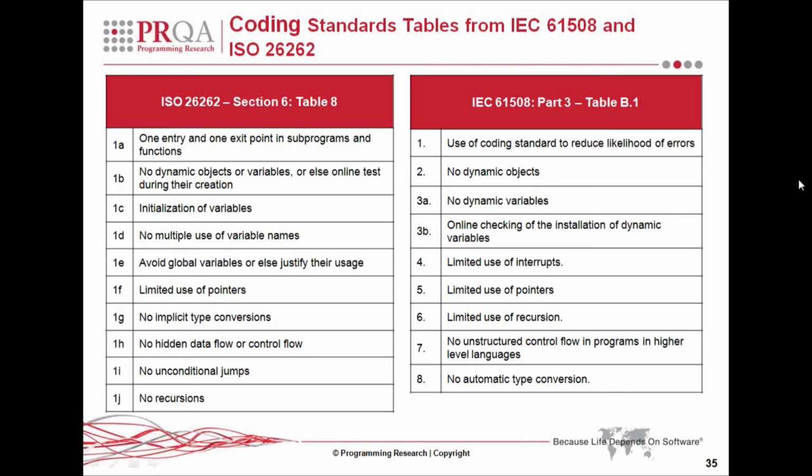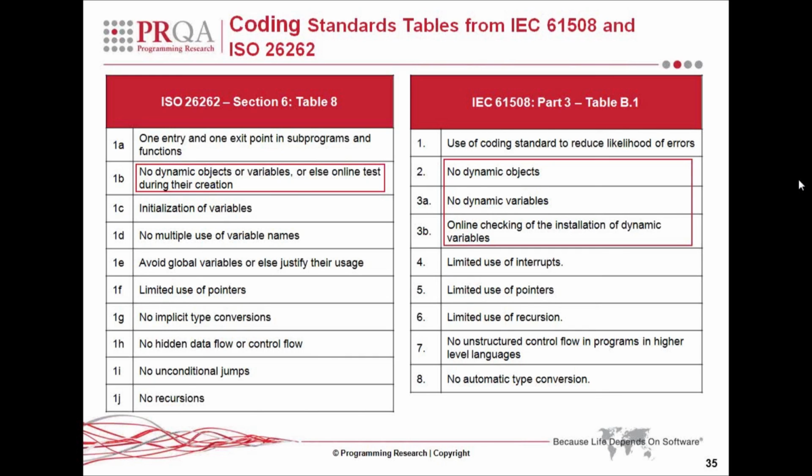And I'd like to just show these side by side and do a little comparison. So if you remember, ISO 26262 is a derivative of the IEC 61508 and came quite a lot later. So the first one that I notice is the dynamic objects or variables. This is replacing numbers 2 and 3 on the IEC 61508. They've been grouped together for dynamic objects and variables.